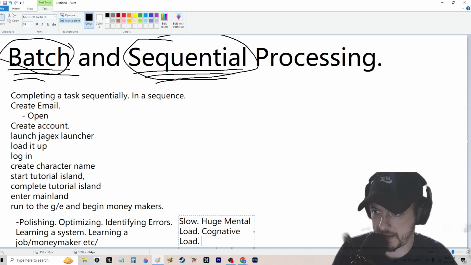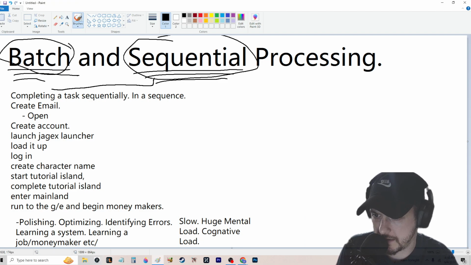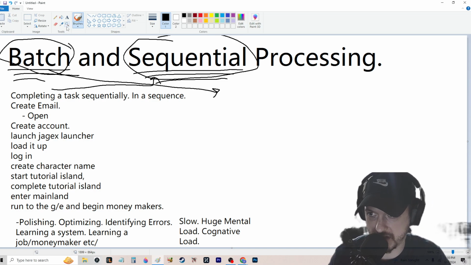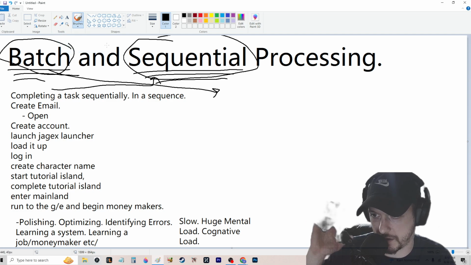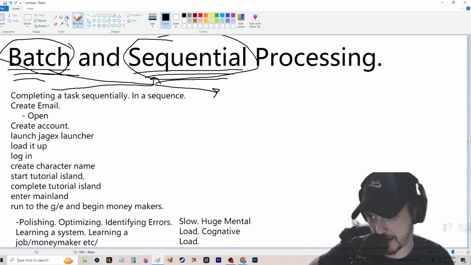Now, this is a little bit not. So then batch processing, this is all sequential processing. I hope that makes sense. Okay, this isn't going to be the greatest content. I just hope I can get the information out there. I need to help you guys out, or try to, you know what I mean?